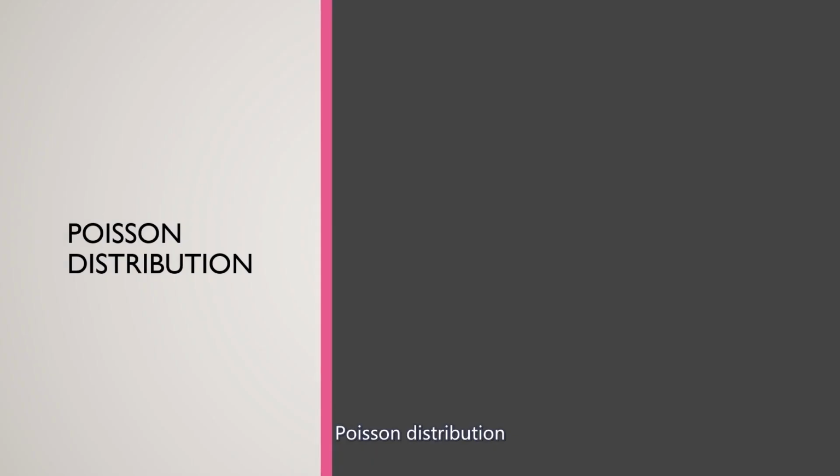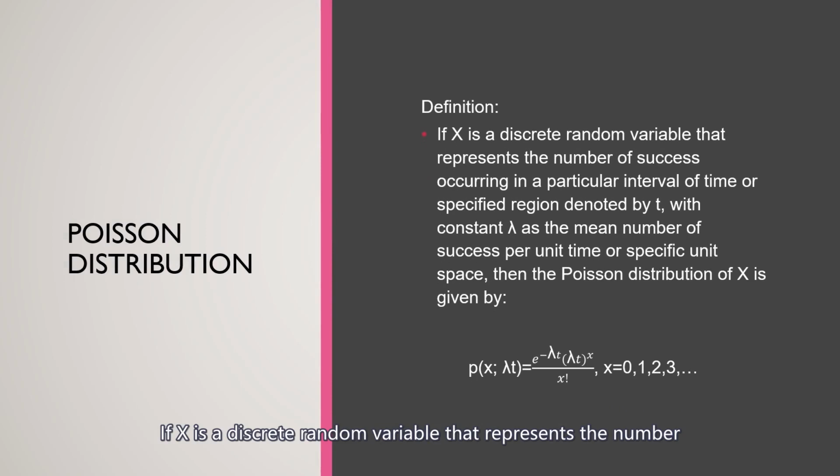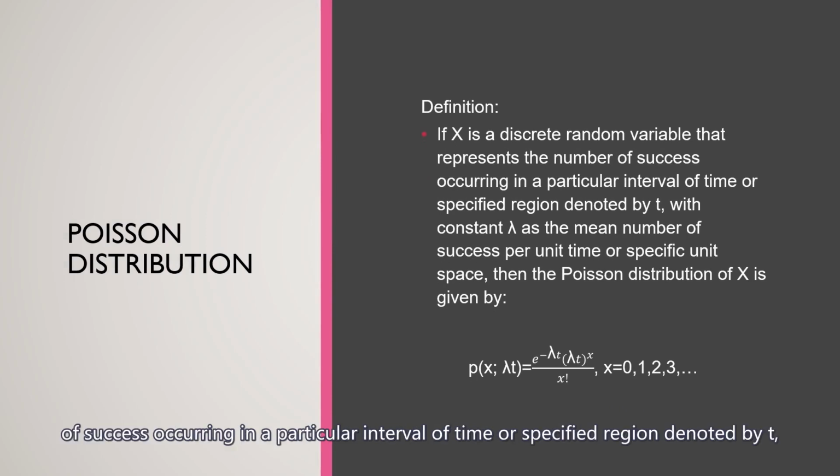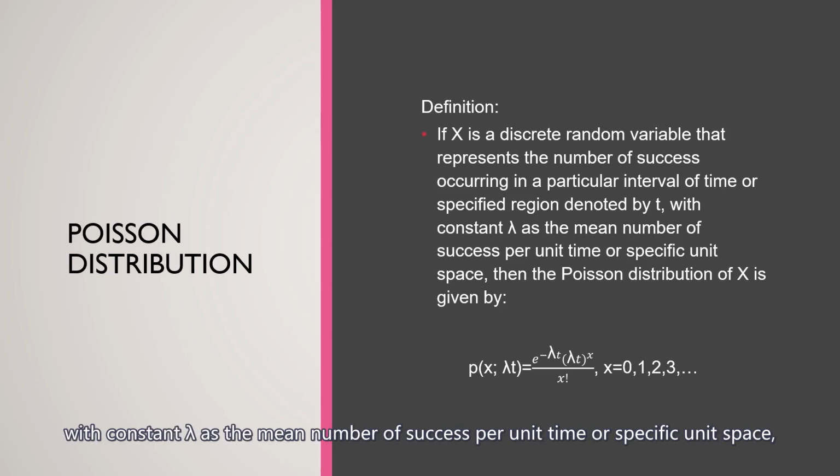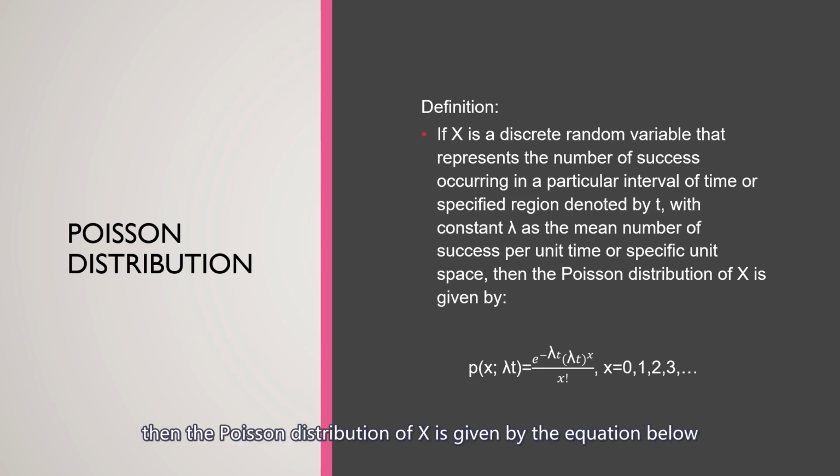Poisson distribution. If X is a discrete random variable that represents the number of successes occurring in a particular interval of time or specific region denoted by t, with constant lambda as the mean number of successes per unit time or specific unit space, then the Poisson distribution of X is given by the equation below.